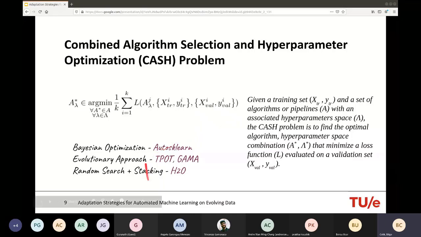And we are going to look at three optimization approaches that are quite popular in AutoML methods. Namely, Bayesian optimization with Auto-sklearn, the evolutionary approach with TPOT and GAMA, and random search with stacking post-processing with H2O.